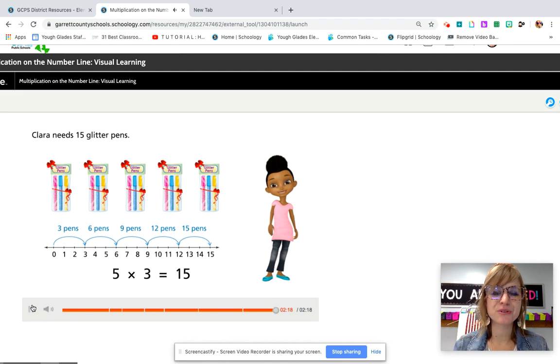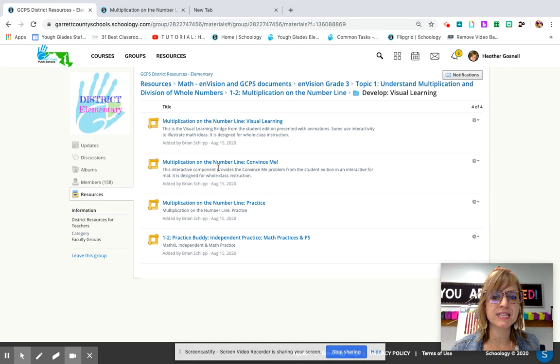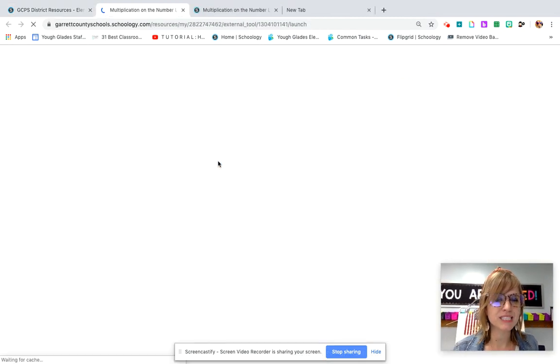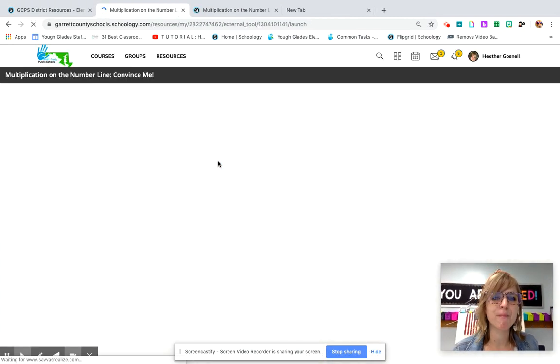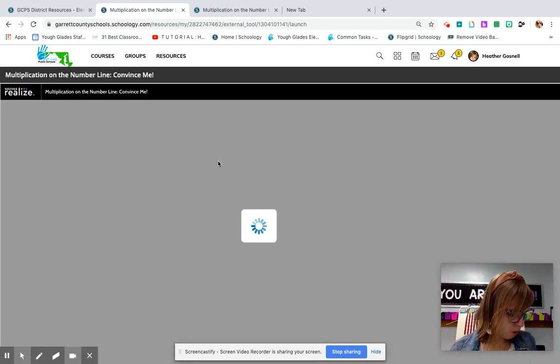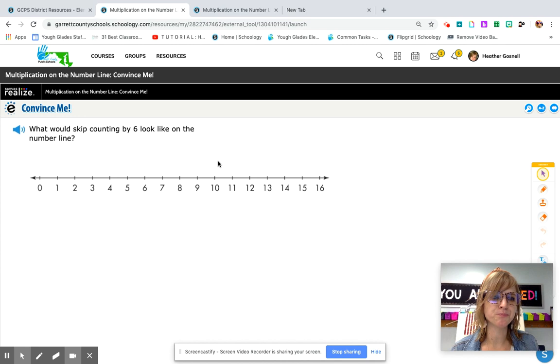Yes, you do. So let's talk about the convince me problem at the bottom of page 14. If you have your writing tool, we're going to go to the bottom of page 14 and answer that convince me problem. Let me find this convince me problem. It says, convince me. So what would skip counting by 6 look like on a number line?